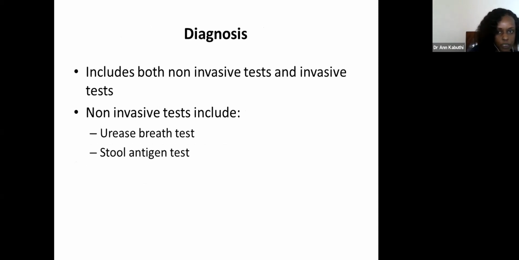So how do we make a diagnosis of H. pylori? Diagnosis of H. pylori can be made using both invasive and non-invasive tests. For the non-invasive tests, we have the urease breath test. We also have the stool antigen test. And what we normally have at Kenyatta National Hospital is a stool antigen test as a non-invasive test. We also have invasive tests, and these are done via endoscopy. Once biopsies are collected, these biopsies are tested for H. pylori, either using the rapid urease test or using histology or using bacterial culture.